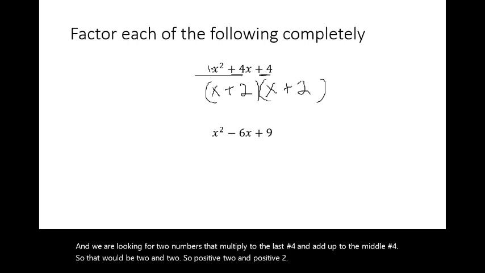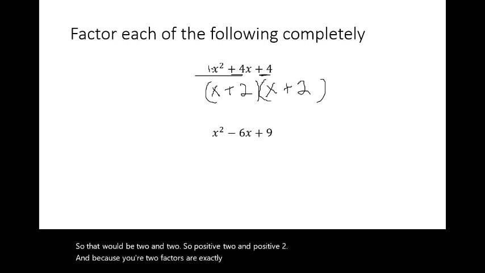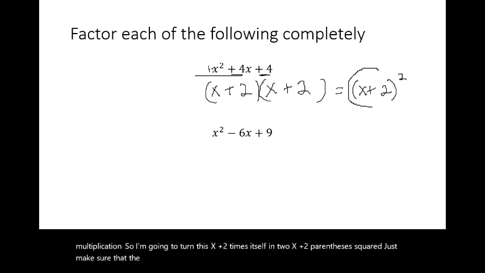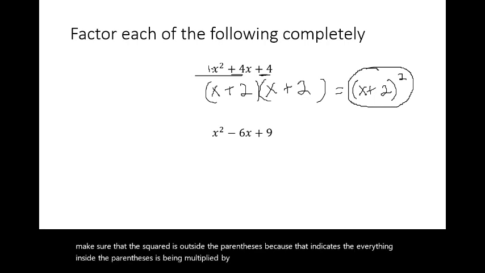And because your two factors are exactly the same, we are going to write it as repeated multiplication. So I'm going to turn this x plus 2 times itself into x plus 2 parentheses squared. Just make sure that the squared is outside the parentheses because that indicates that everything inside the parentheses is being multiplied by itself. So that will finish factoring as x plus 2 squared.